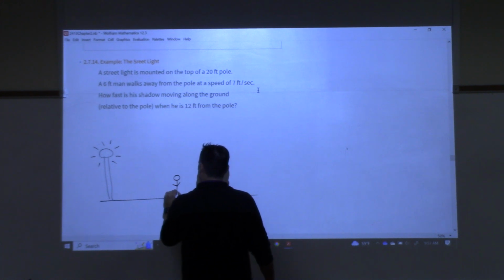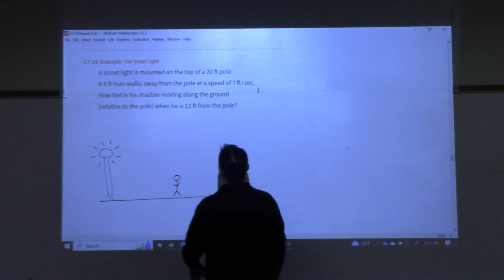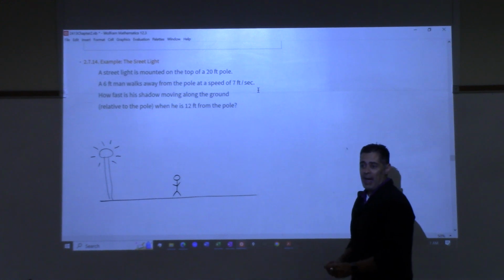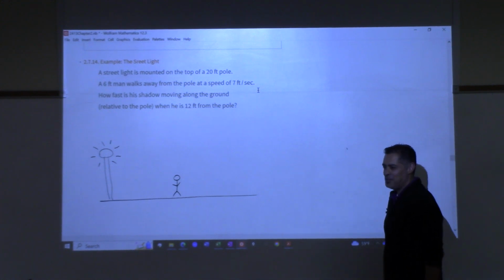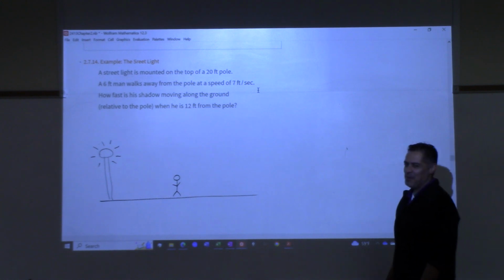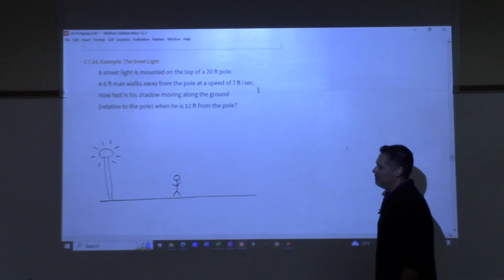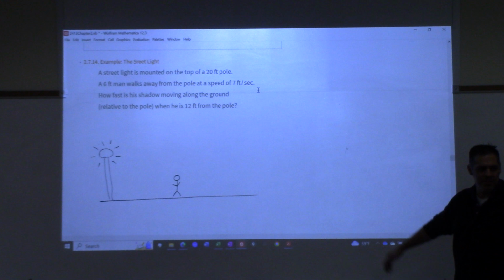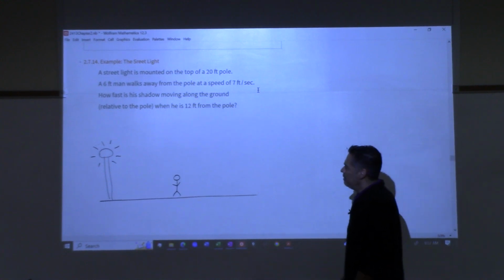That's really running, probably not walking. 7 feet per second is pretty fast. Yeah, that's a speed walker. Okay, is that what you were looking at, like 7 feet per second? Yeah, that's pretty quick. It's more than that distance every second. That's probably a run, huh?